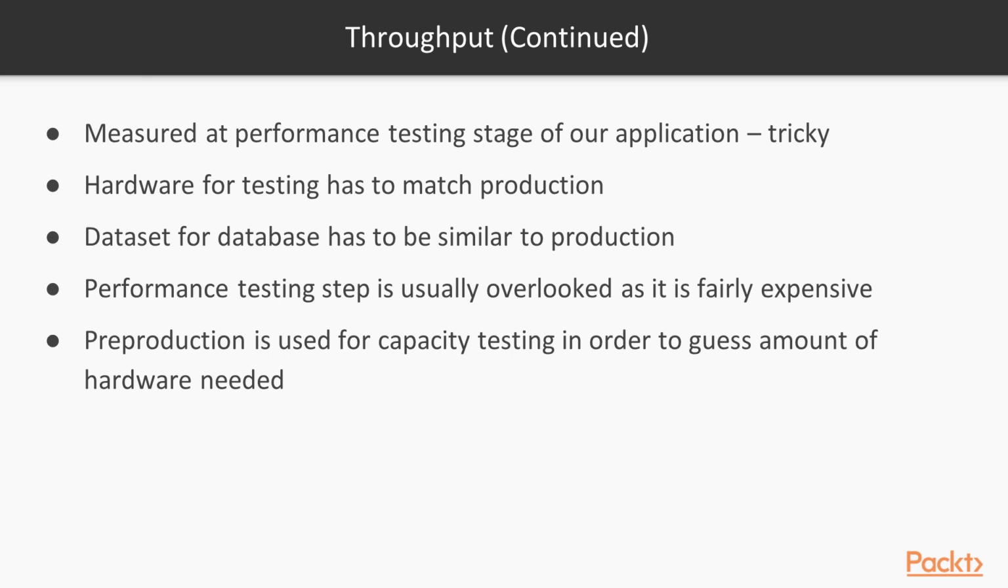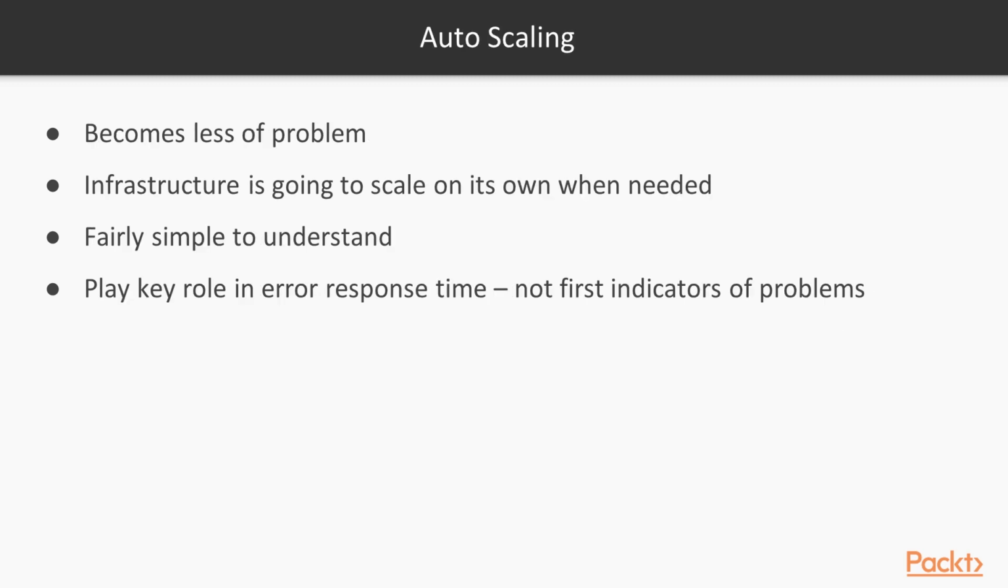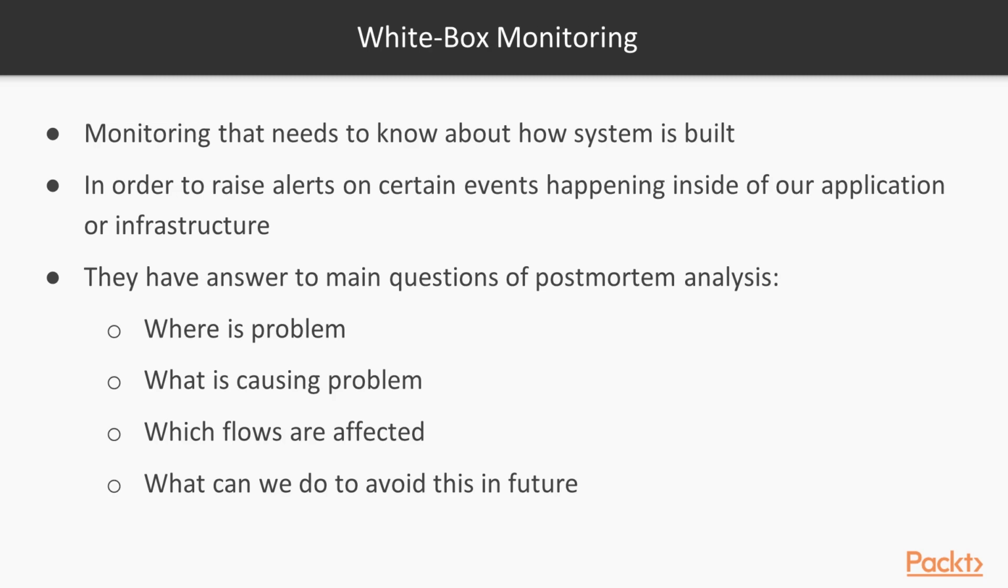This is why pre-production is usually used for capacity testing in order to guess the amount of hardware needed in production. Nowadays, this is less problematic. With auto-scaling groups in the cloud infrastructure, it becomes less of a problem, as the infrastructure is going to scale on its own when needed. These metrics are fairly simple to understand. Even though they play a key role in the error response time, they might not be the first indicators of problems.